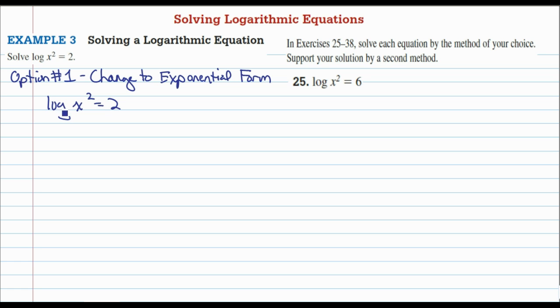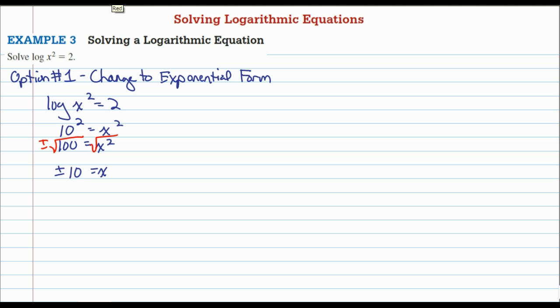So instead of the common log of x squared equals 2, since that is log base 10, the base of my exponent will be 10. Logs find exponents, so the output of the log will now be the exponent of my exponential, and then equals x squared. So this means 100 equals x squared, and then I could take the square root of both sides, don't forget the plus or minus, and then x is going to equal plus or minus 10. So there's 2 answers.